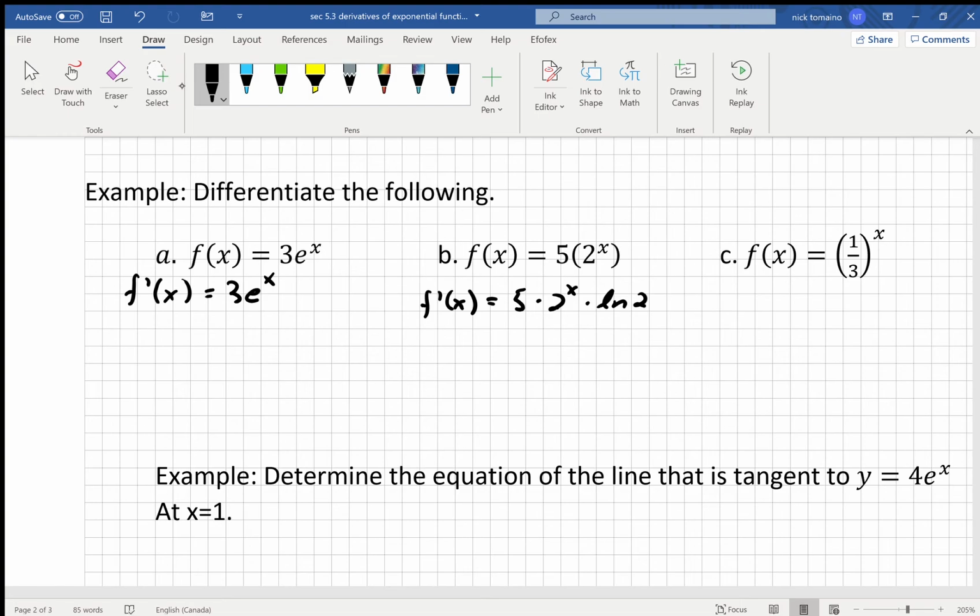You can keep your answer like that. You can rewrite it as 5 ln 2 times 2 to the x. It doesn't matter. That's okay, because that's an exact value. The last one is equal to 1/3 to the x times ln of 1/3. And that's it. It's pretty simple today.